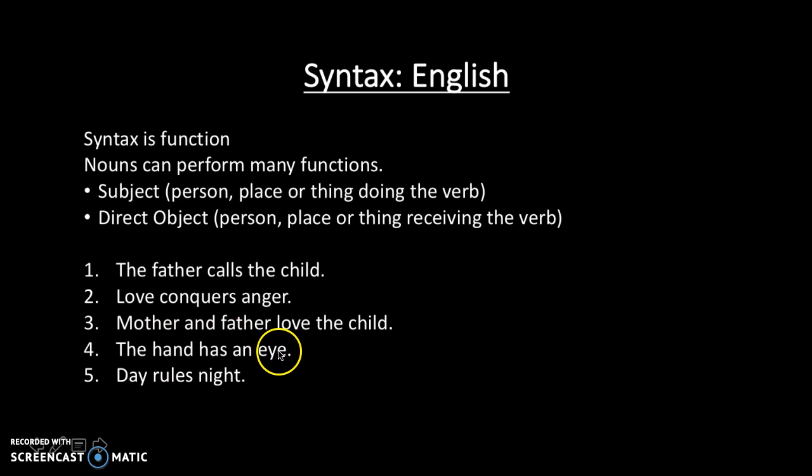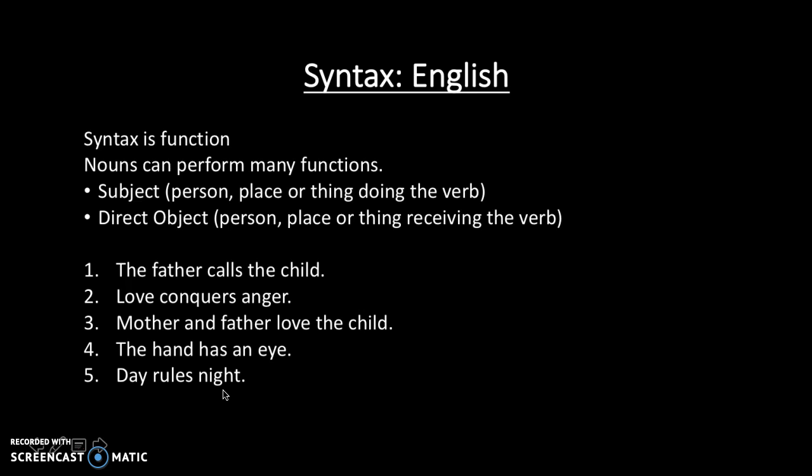The hand has an eye. Has is the verb. The hand is the subject because it's the one doing the having. Eye is the direct object because it's the one being had. Day rules night. Rules is the verb. Day is doing the ruling, so it's the subject. Night is receiving the ruling, so it is the direct object.